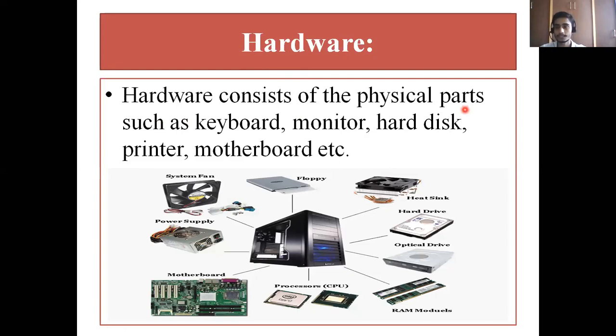कई बच्चे बोलते हैं जिनको हम छू सकते हैं वो हार्डवेयर है. This is not the correct definition of hardware. छूना, not छूना, is not the correct definition of hardware. Okay, the physical parts of a computer system is known as the hardware, as simple as it can.